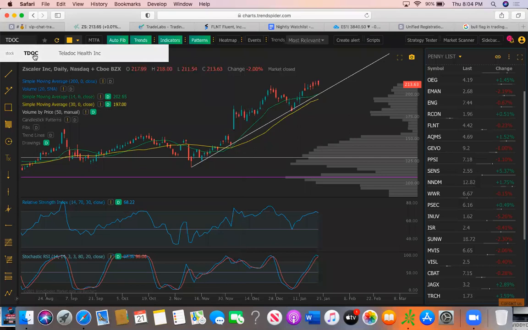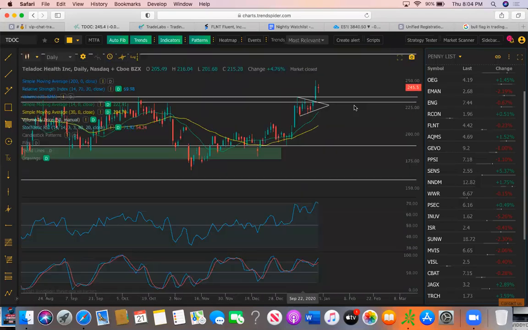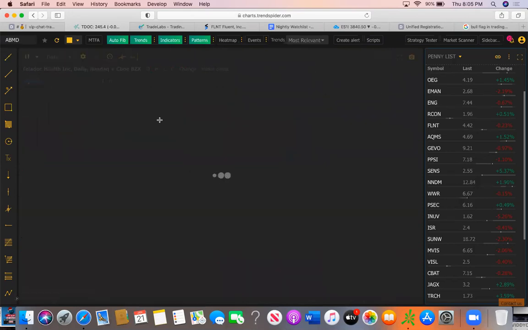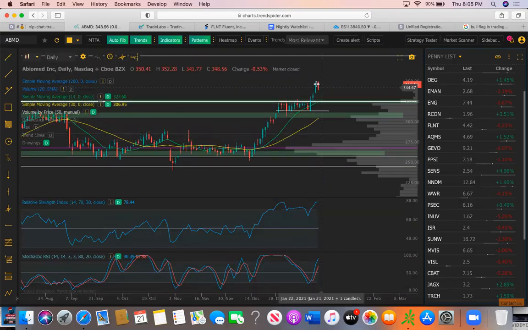TDOC, same thing is setting up here. You have that inside day, you have the big breakout, and then you have the inside day. Could be a possible other inside day tomorrow, and then possibly a breakout going higher. Let me check ABND. I think it had the same exact pattern too. And yes, it does. You have the inside, you have the breakout, then the inside day. It could be one to four days for the inside days. It just sits there. It could even be more.